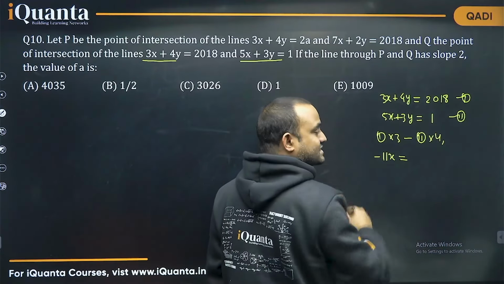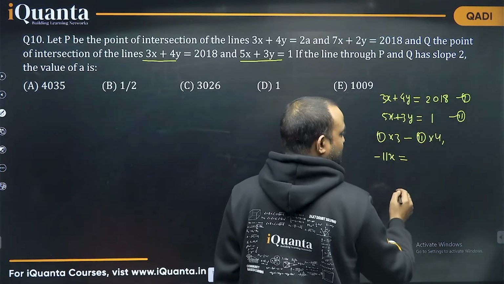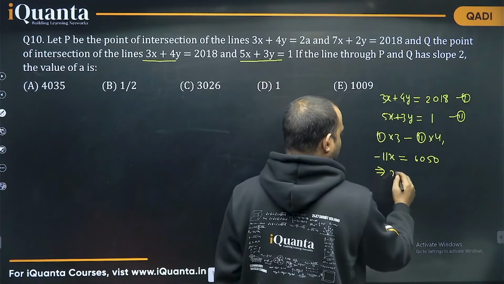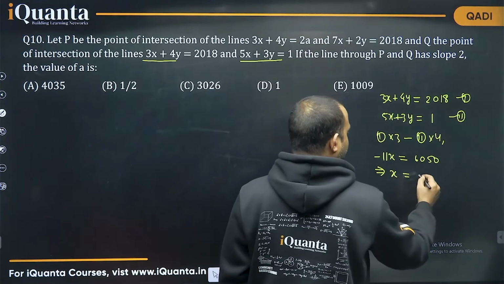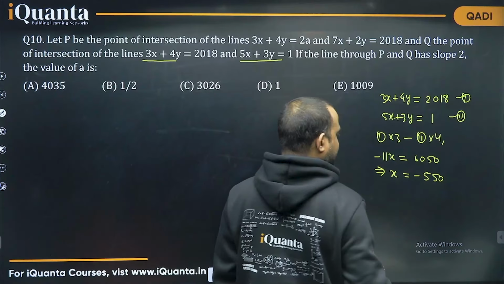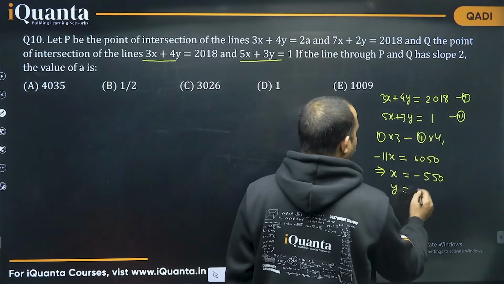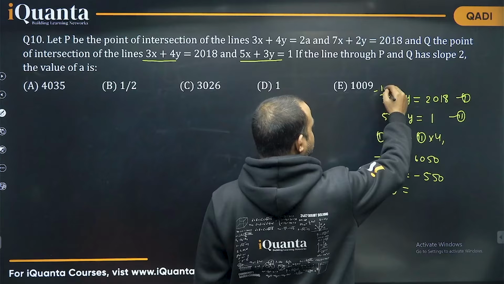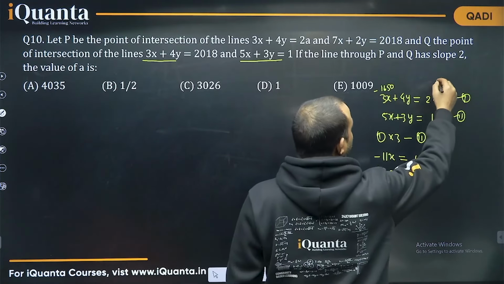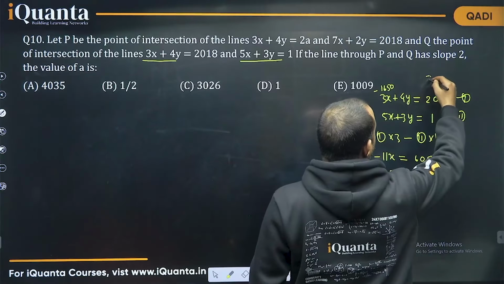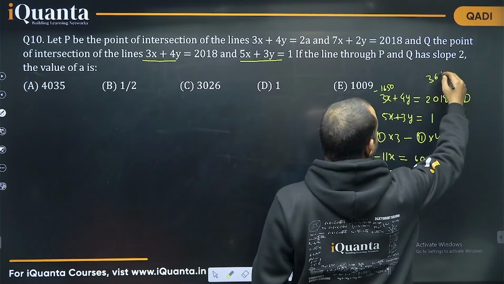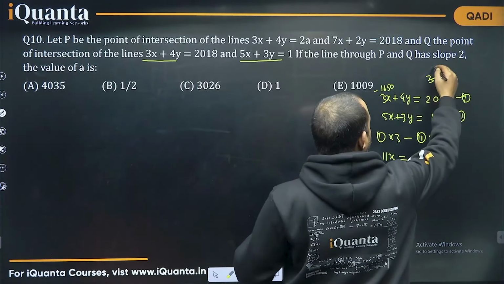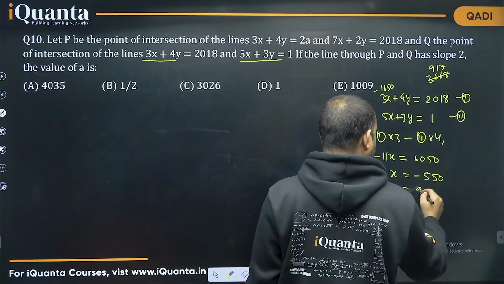2018 into 3 is 6054, minus 4, 6050, which is a multiple of 11. So we can get the value of x, which is minus 550. If x is minus 550, we can put the value of x and we get the value of y. This is minus 1650. If I add this here, this will become 3668. If you divide it by 4, this will become 917. So y is equal to 917.